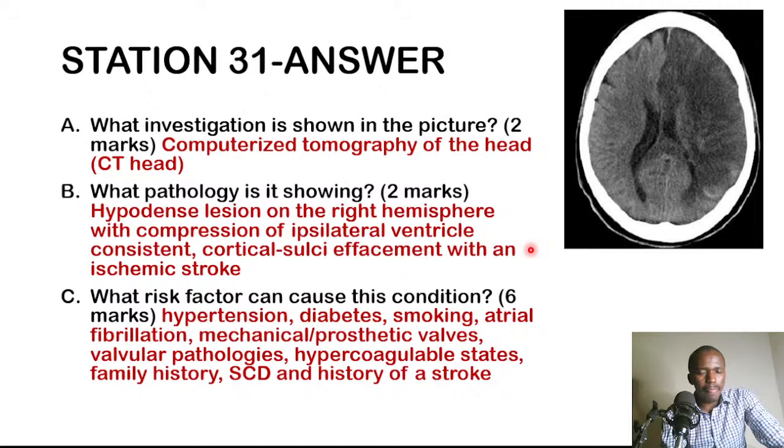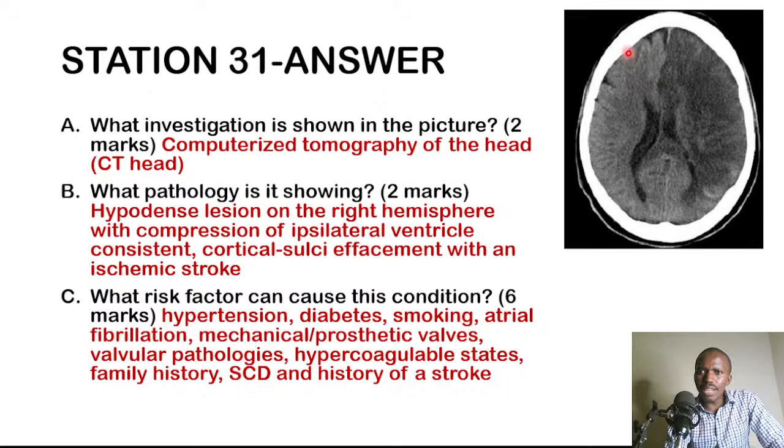Now, what do we see on this CT scan? Remember when I told you, if the lesion is appearing darker than the brain tissue, we should refer to it as a hypodense lesion. So this is a hypodense lesion of the right cerebral hemisphere, because this is the right side, this is the left side, this is anterior, this is posterior. So here you have a right-sided hypodensity. As you can see, these are the ventricles. The ipsilateral ventricle is compressed.